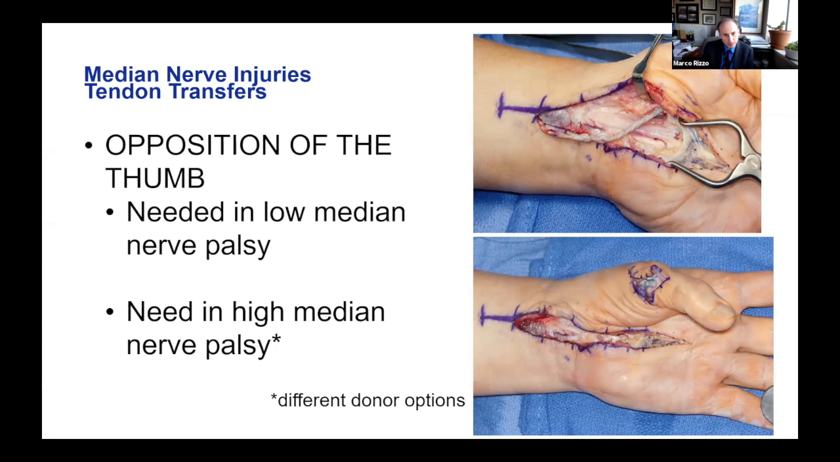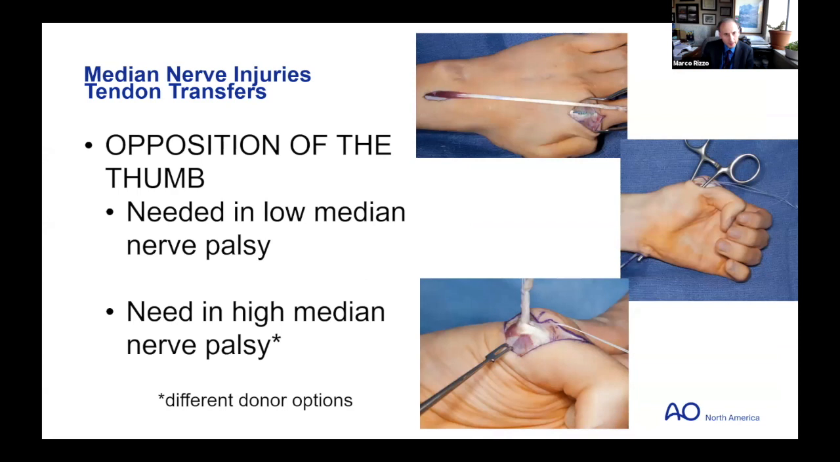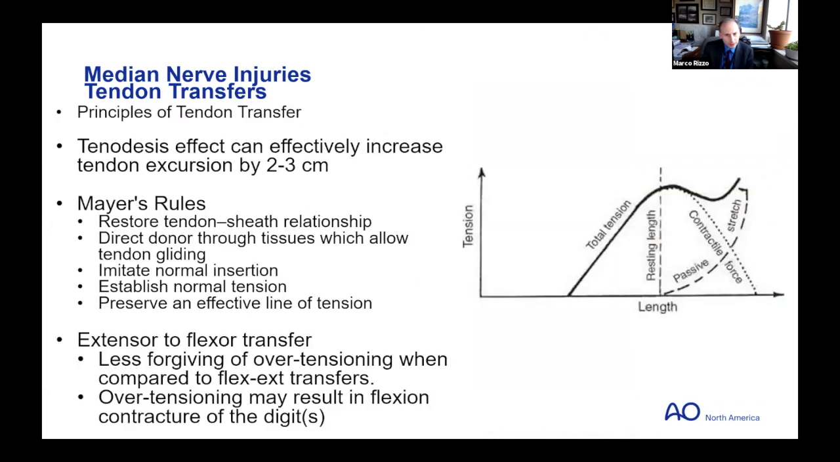But in a high median nerve palsy, you don't have these options. You have to think about different options, such as an EIP transfer. So these are the kinds of things to consider when localizing the high versus low median nerve. And we'll get into that a little bit more later. A couple of things to remember: tenodesis effect can really increase your tendon excursion by 2 to 3 centimeters. Chai talked about Mayer's rules already. Remember those. Those are very important in helping you optimize your choice of transfer and success.